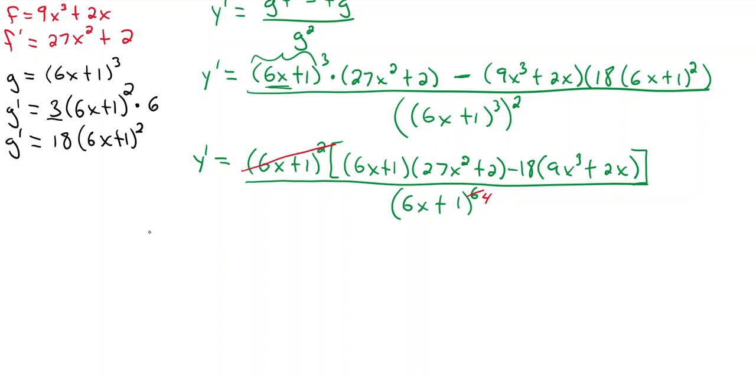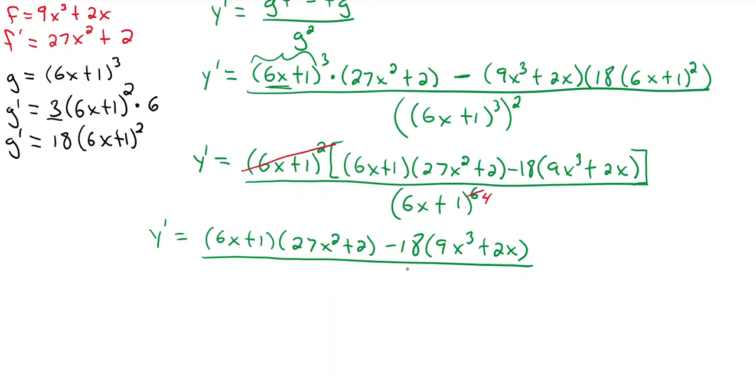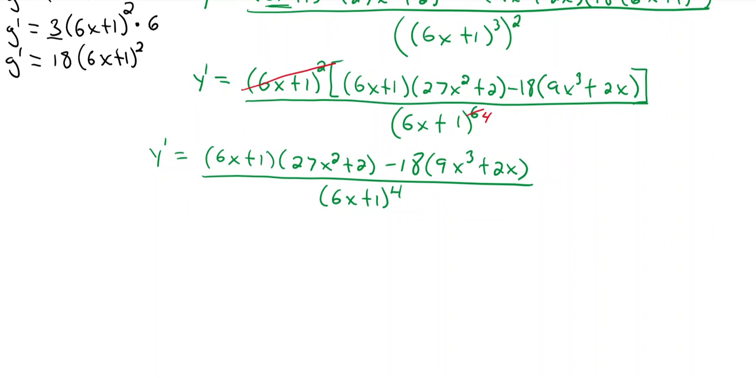So now my numerator gets a little simpler. So now we just have 6x plus 1 times 27x squared plus 2 minus 18, and then 9x to the 3 plus 2x, and then now that's all over 6x plus 1 to the power of 4. All right, so now what's left to do is just expand this all out and collect any like terms. That's all we can do here now because there's nothing in common with this term and with this term. So yeah, now let's expand this out.